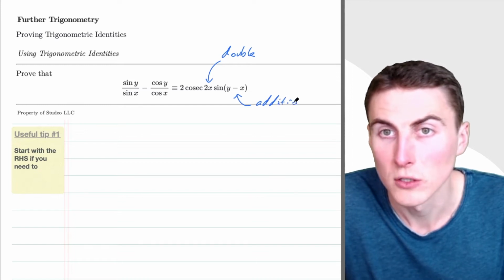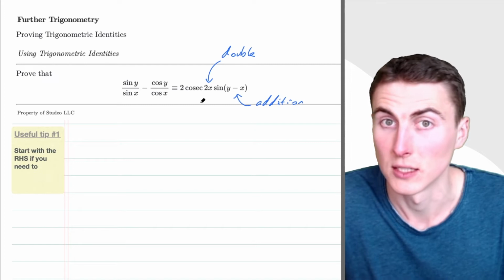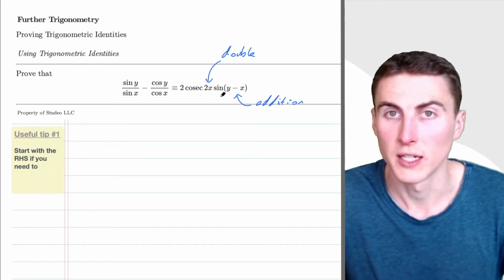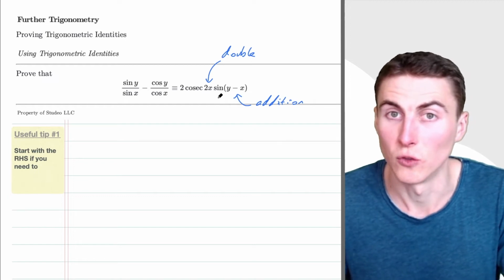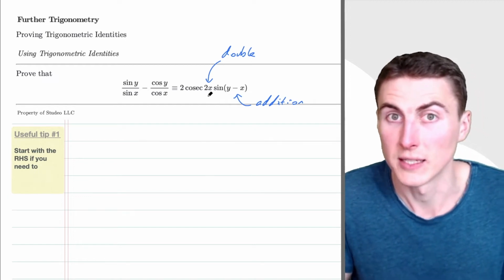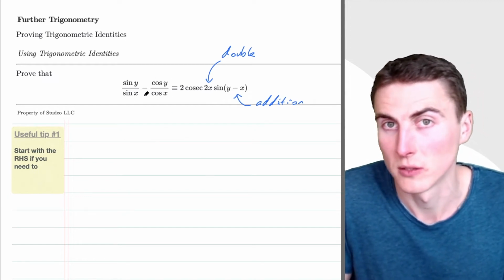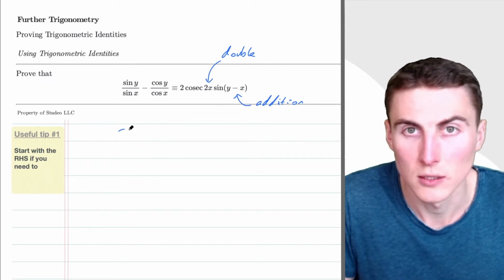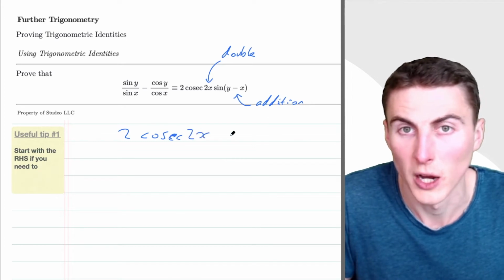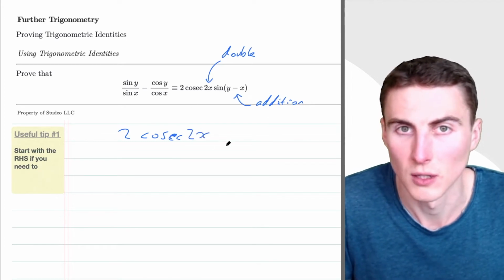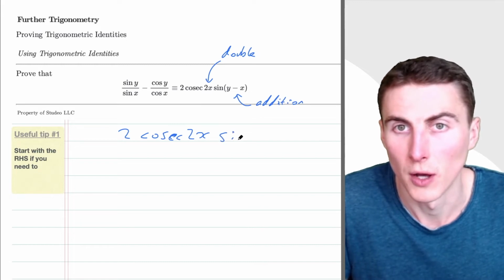So it looks to me like starting with this right-hand side is going to be a lot easier, because I can just basically apply the double angle and the addition formulas to this and see where I go, and it will probably end up giving me this. So let's start with this right-hand side this time. It's up to you which side you start with. I normally try to go for the left just because it's an easier default, but either one is fine.